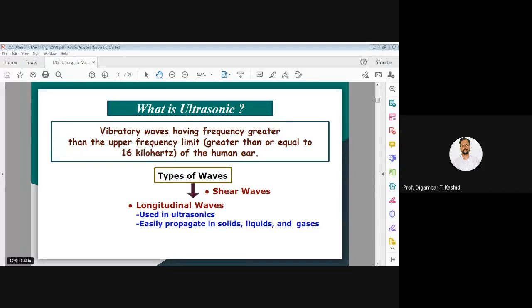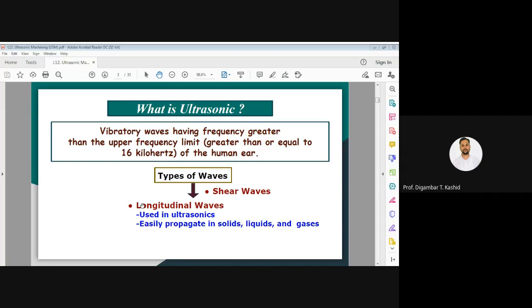Now, 16 kilohertz means 16,000 cycles per second, simply. Now this is ultrasonic. In that, we have different types of waves. There are basically two types of waves. One of them is known as longitudinal waves, which I have written in red color, and the other is known as shear waves. So these are the two types of waves.